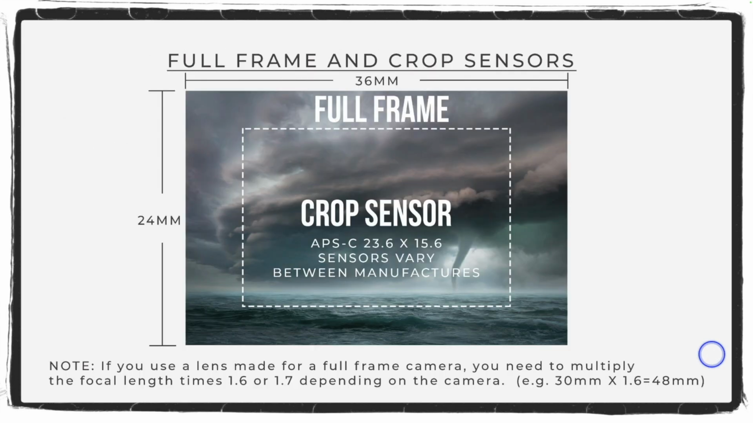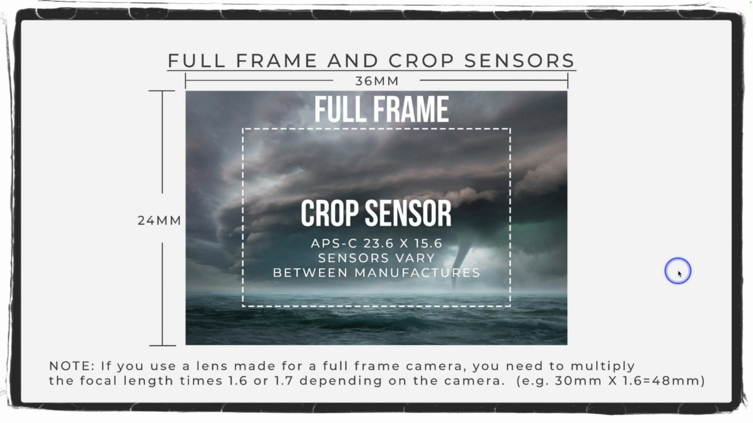Full frame versus cropped sensors. So most of your beginner cameras are going to be a cropped sensor, meaning the size of the sensor is smaller, and it is typically called APS-C. This is your size, 23.6 millimeters by 15.6 millimeters, and it's essentially about this size.